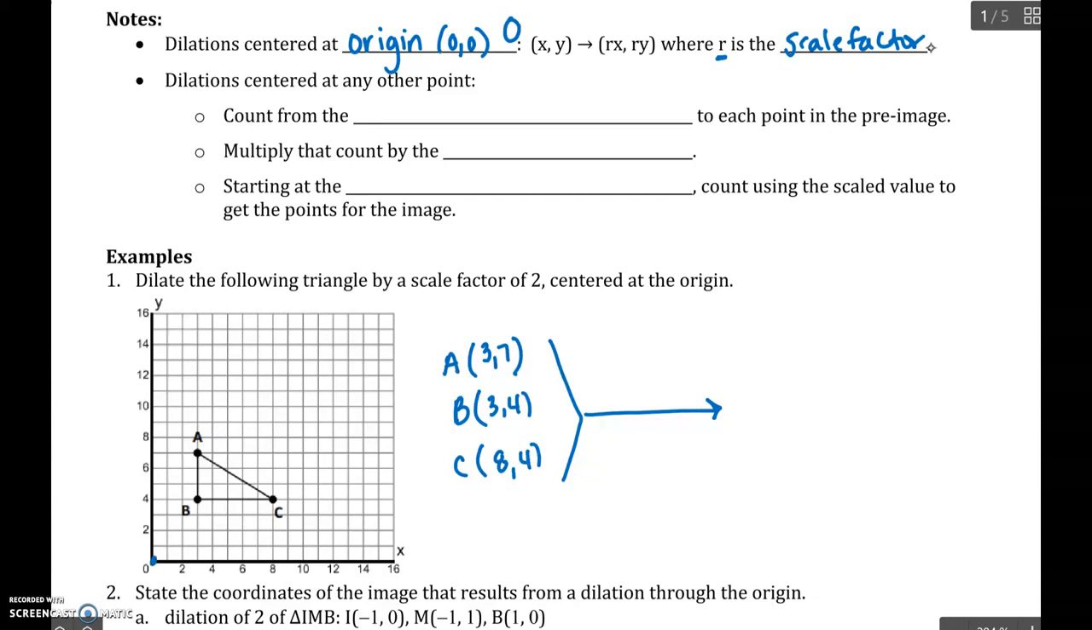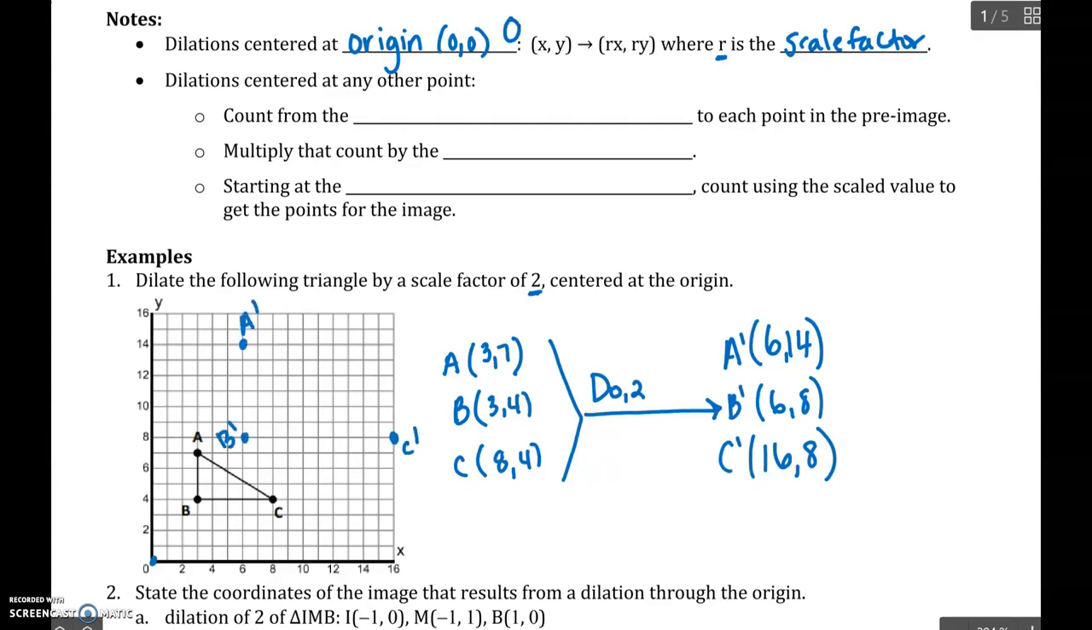So on number 1, here are the coordinates of A, B, and C. If we're dilating from the origin by 2, that means that we are going to take every single one of these coordinate points, x's and y's, and multiply each one by 2. So 3 times 2 is 6, 7 times 2 is 14, and we will do all of them by 2. And then we will graph these 3 points. And then when we connect them, we'll get the dilated triangle, which is centered at the origin.